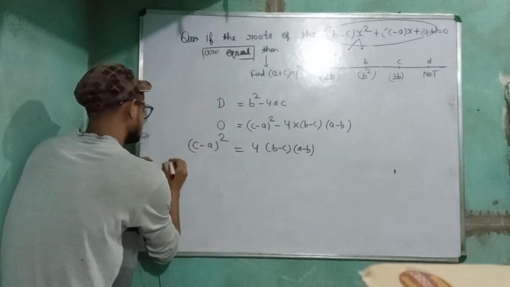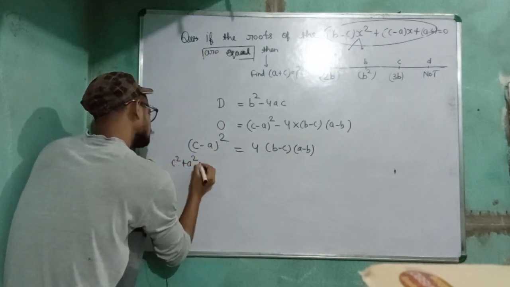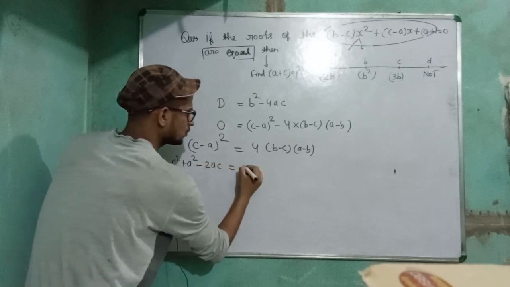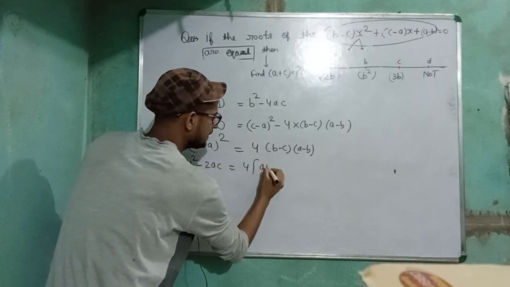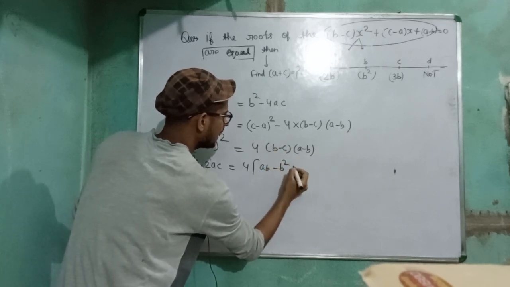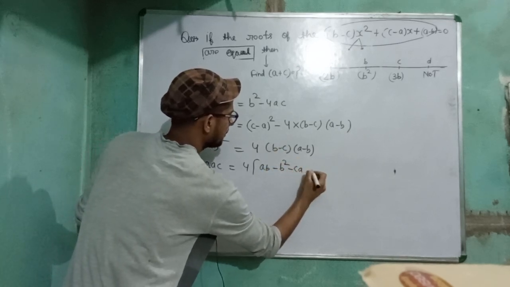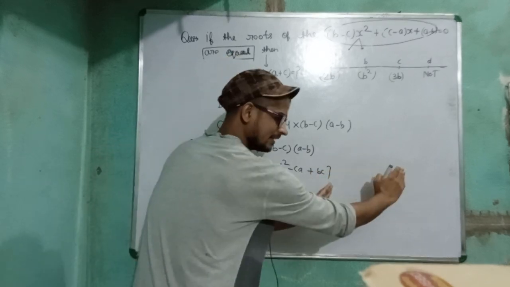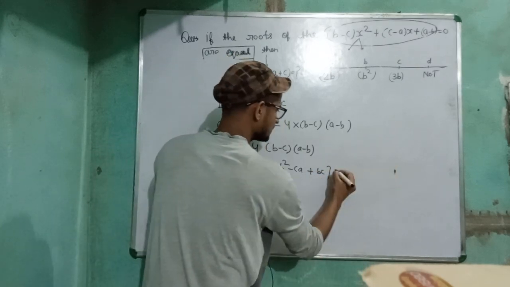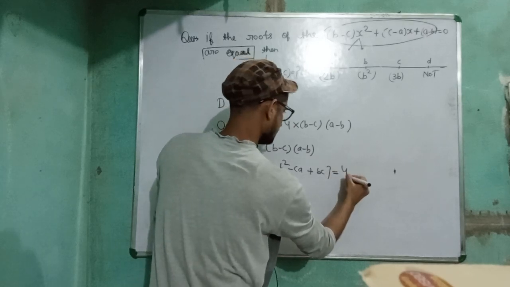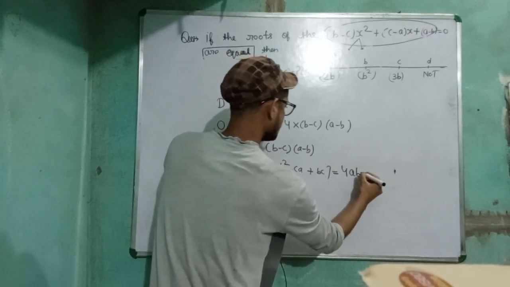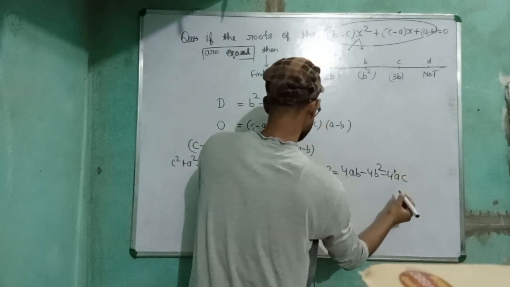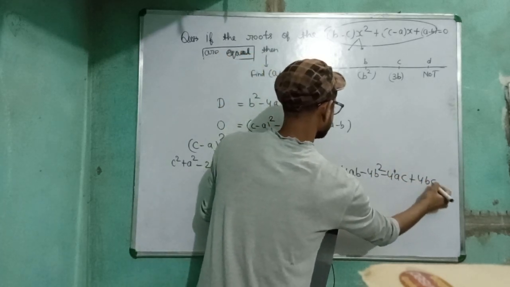Now expand this: c square plus a square minus 2ac is equal to 4ab minus b square minus ca plus bc. I am just solving this one over here due to the lack of space, so please make sense of it: 4ab minus 4b square minus 4ac plus 4bc.